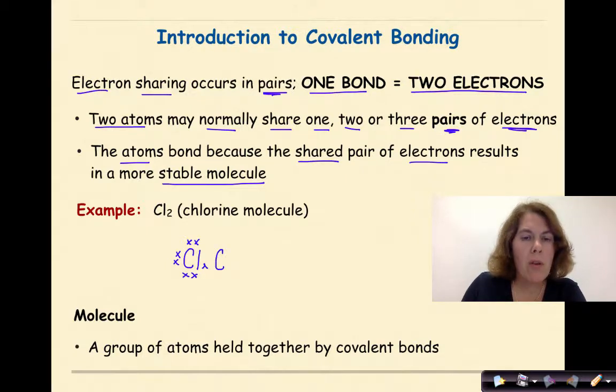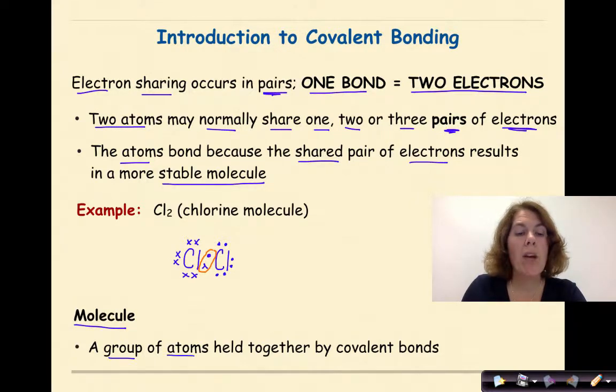So here's my other chlorine atom. 1, 2, 3, 4, 5, 6, 7. And what I can see here is this shared pair of electrons between these two chlorine atoms. Now, each chlorine atom has a full octet and it's much more stable. So we define the term molecule as a group of atoms held together by covalent bonds.